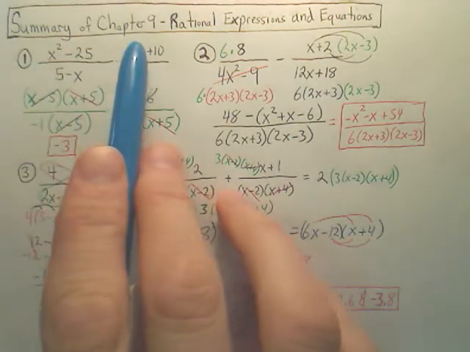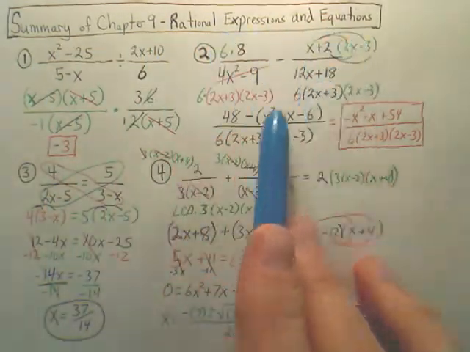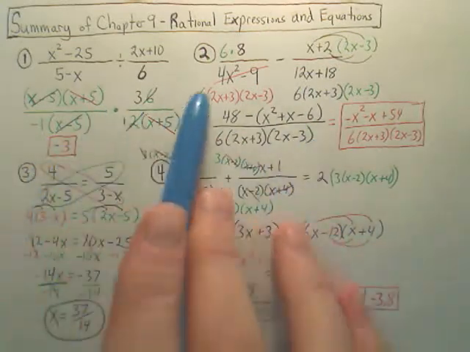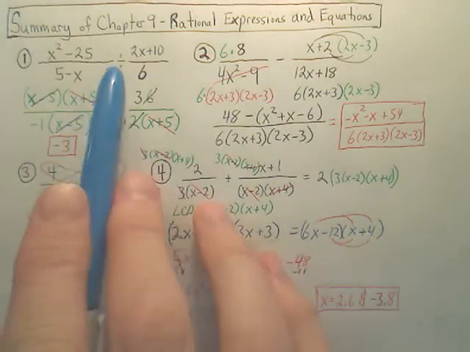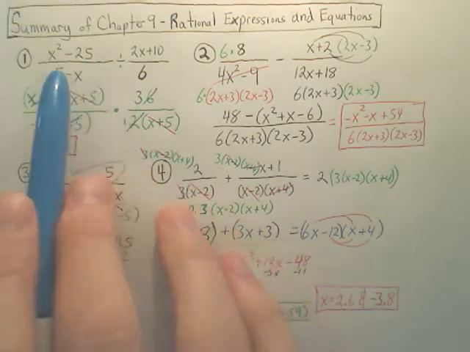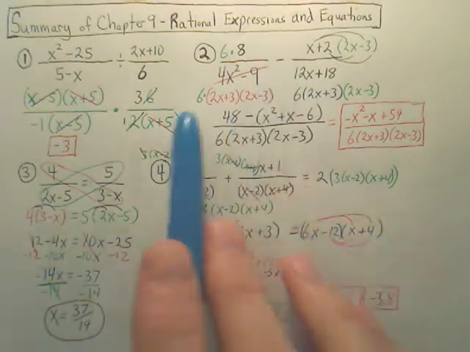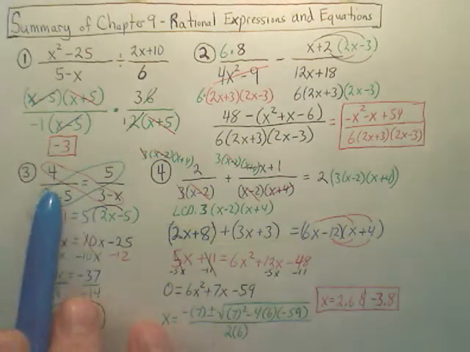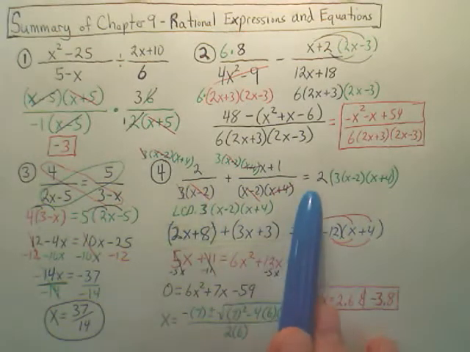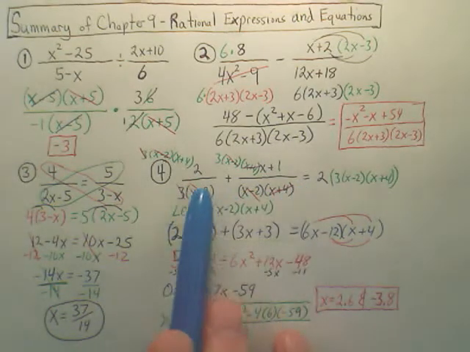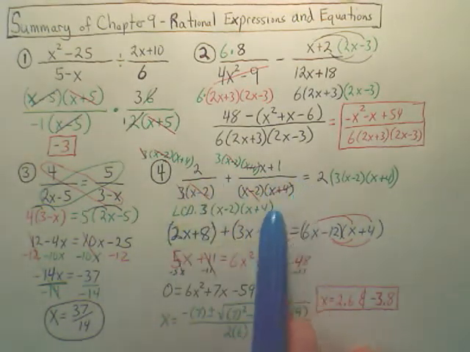Alright, this is a summary of Chapter 9, Rational Expressions and Equations. What you'll see here are 4 different problems, and it's very easy for people to mix these problems up. What you notice in number 1 is a division, number 2 is a minus, number 3 is an equal of 2 fractions called a proportion, and number 4 is solving with an equal, where you have to add and have to deal with fractions.